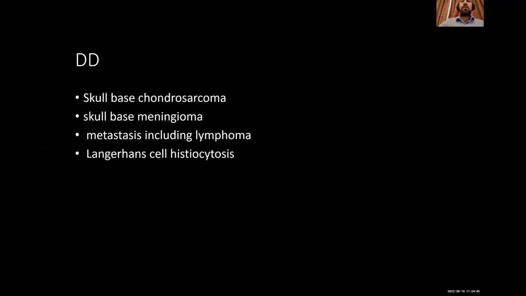Differential: skull-base chondrosarcoma, more to one of the sides, with calcifications. Skull-base meningioma. Metastasis, including lymphoma and Langerhans cell histiocytosis. Actually, this is very odd and very difficult when it comes. It has variable presentation, and you will be very skeptical to call it, but it's still a differential. Plasmacytoma, not for me. It could be, but it is a very far differential.